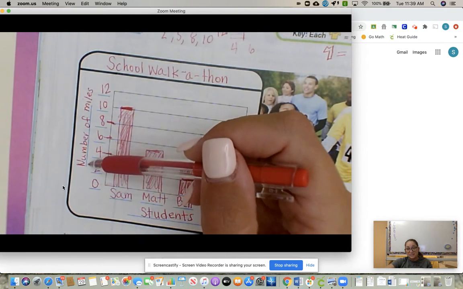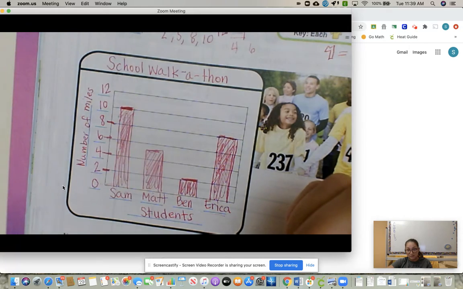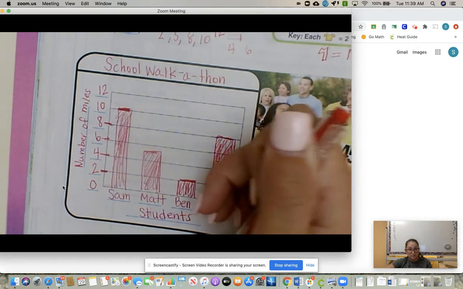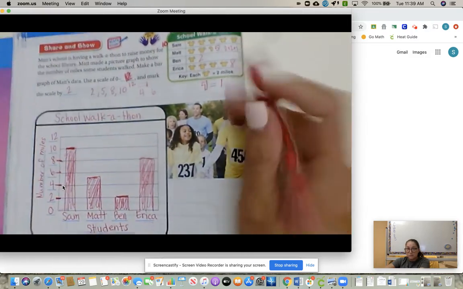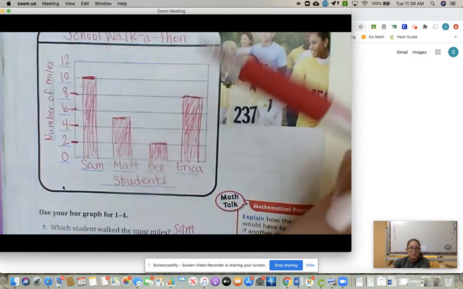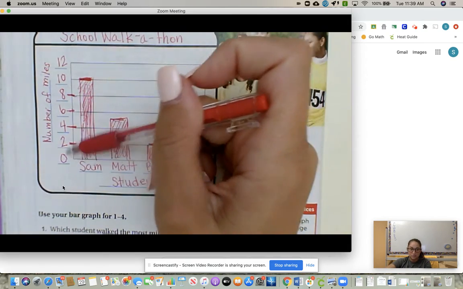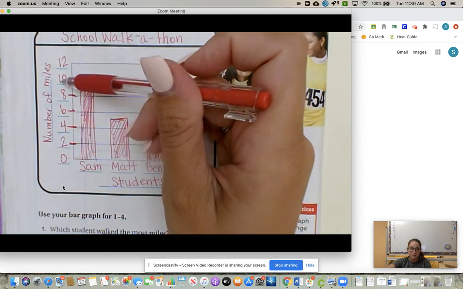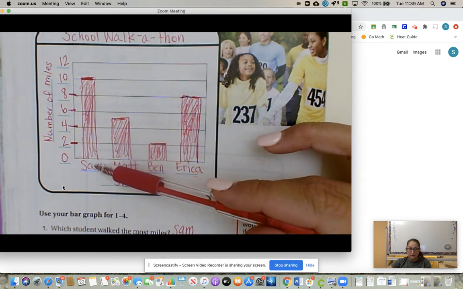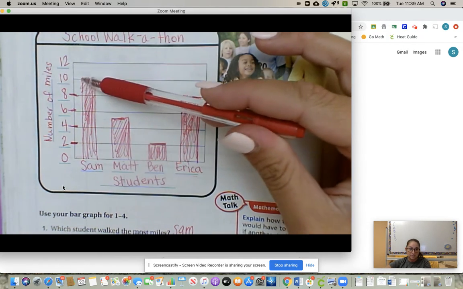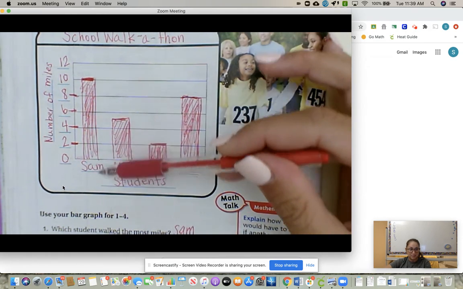Then we remember when I said you'll always have number of, and then we need to decide what the last word is. The last problem, we were looking at votes. This time, our key is miles. So we are looking at number of miles. And we already decided we're going to skip count by 2s, always starting at 0. So 0, 2, 4, 6, 8, 10, 12. Sam, we know, has 10, walked 10 miles. So we go to 10, put a dark line, that helps me, and then I fill in my bar.